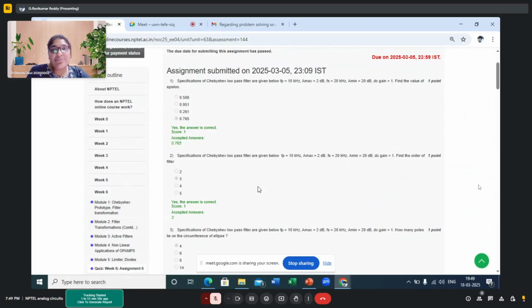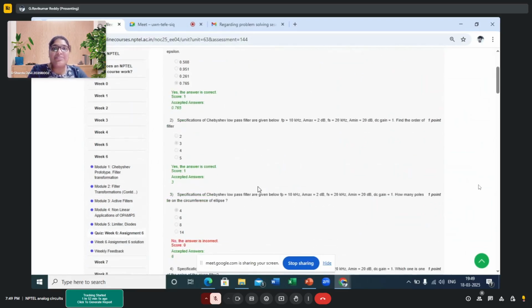Chebyshev low pass filters are there, no? Chebyshev low pass filters were already discussed in the course.